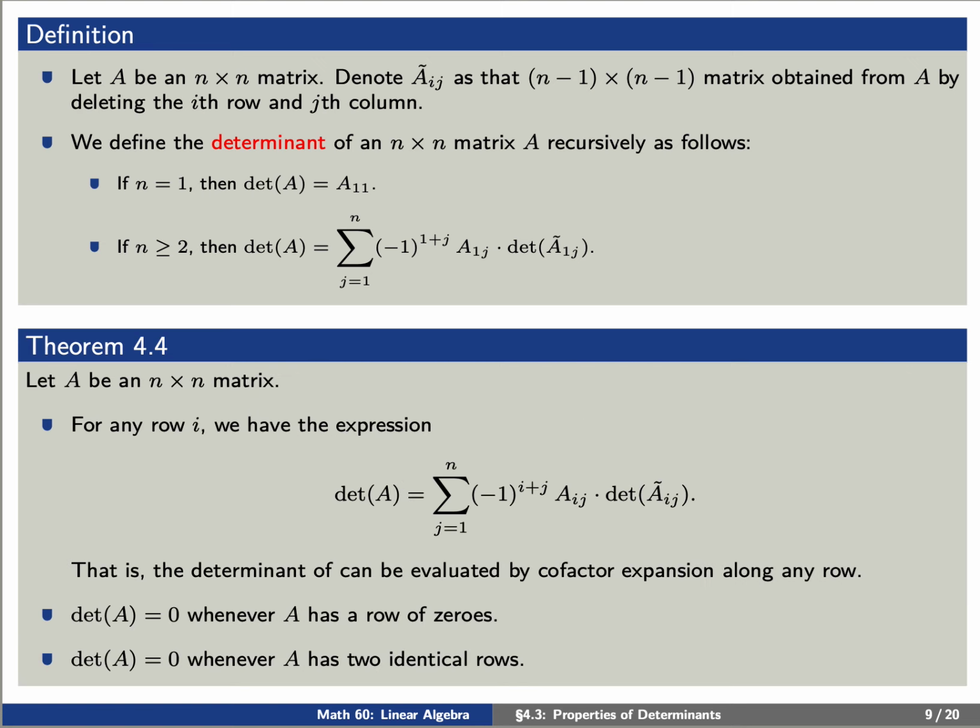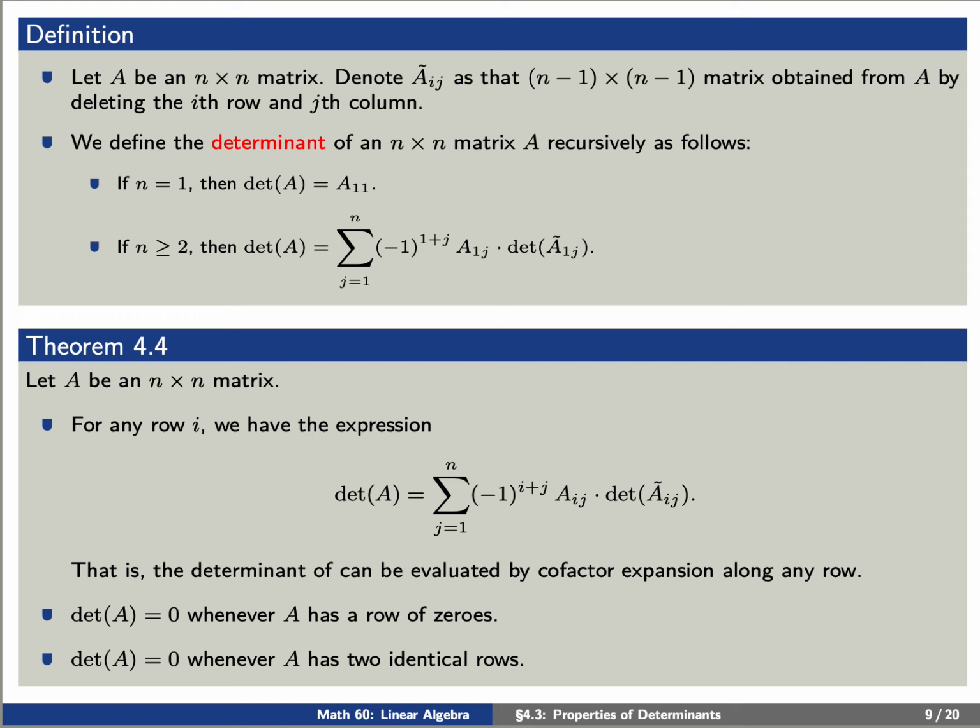More generally, if we have any row i, the determinant is the sum over j of -1 to the i plus j times A sub ij, this is the entry in the ith row jth column, times the determinant of Aij tilde. That is, we can express the determinant as a cofactor expansion along any row i, even though the definition of the determinant corresponds to i equals 1.